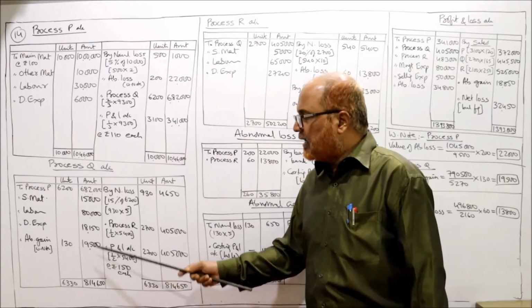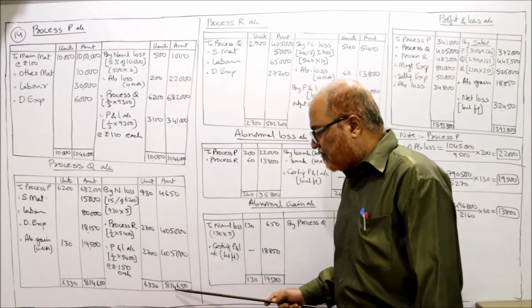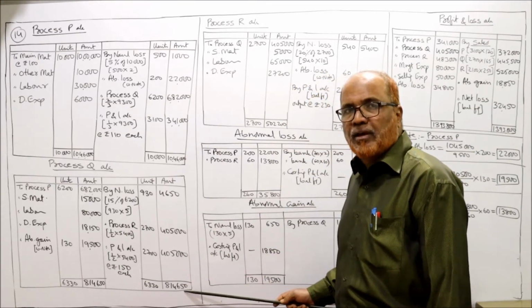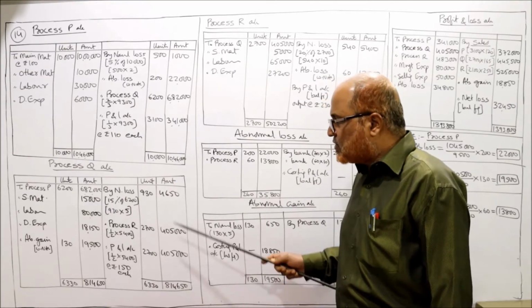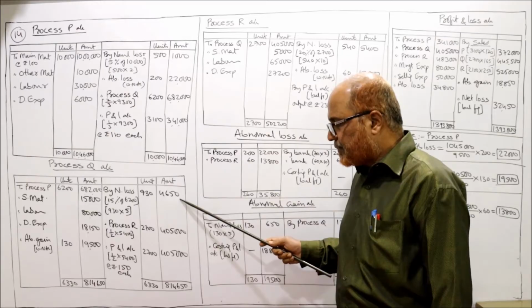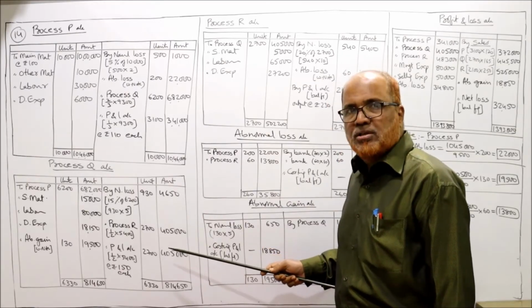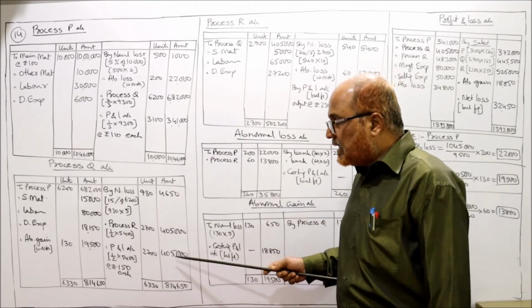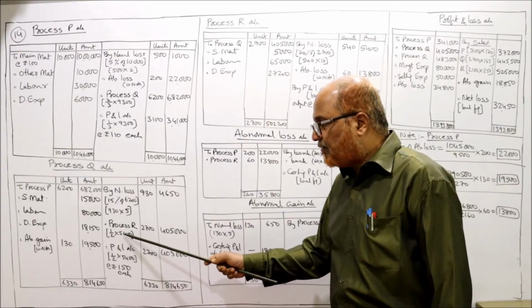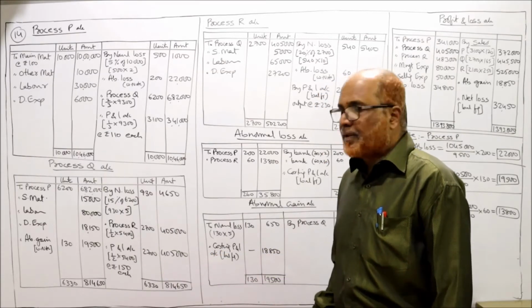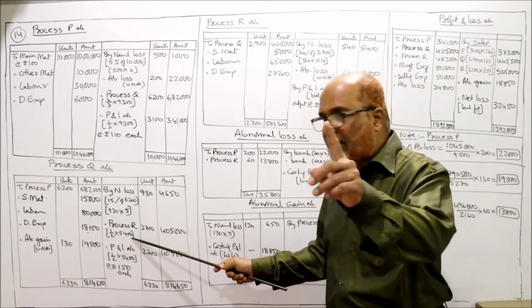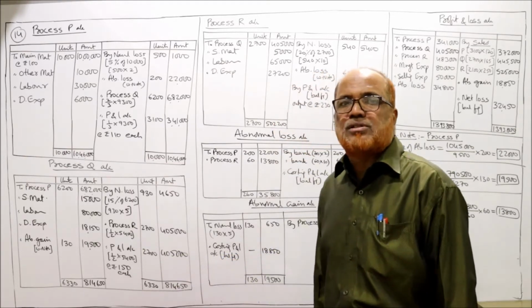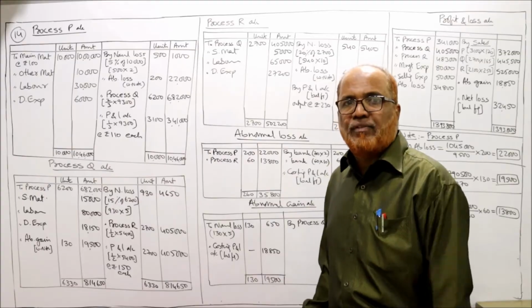Now take the total, it will be 8,14,650. From this 8,14,650 minus 4,650, you get 8,10,000. That 8,10,000 will be divided by 5,400. So per unit you are getting 150 rupees.